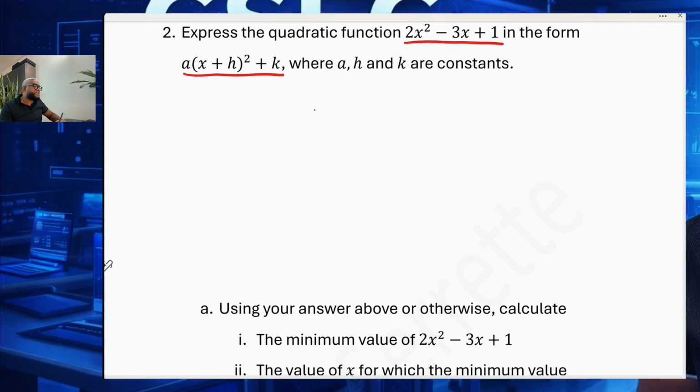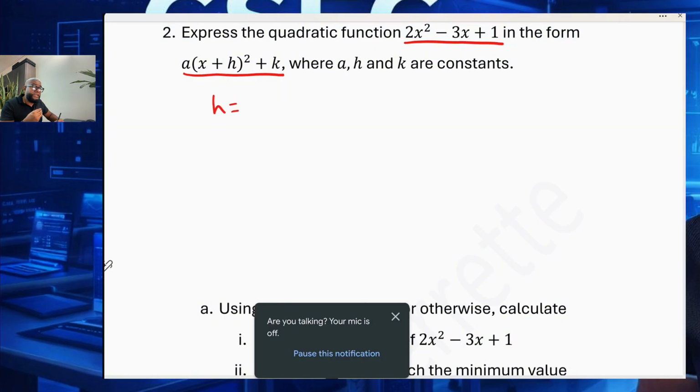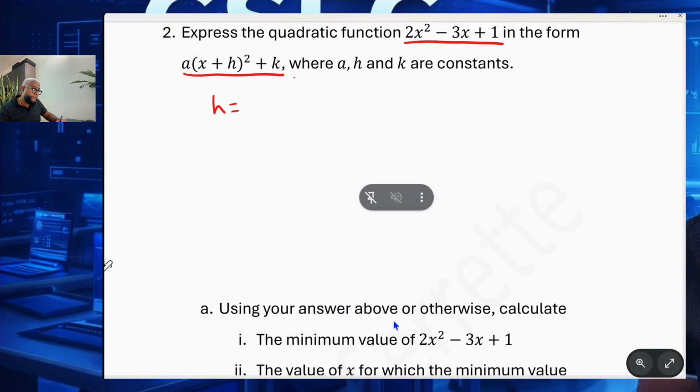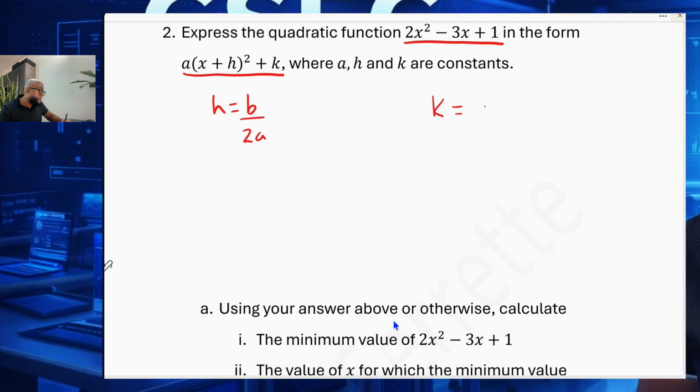So, in order to express a quadratic in completing the square form, I gave you two formulas, one to find h, one to find k. Let's write that down first. h would be equal to b over 2a. What is k? I gave you a formula for k: 4ac minus b squared over 4a.